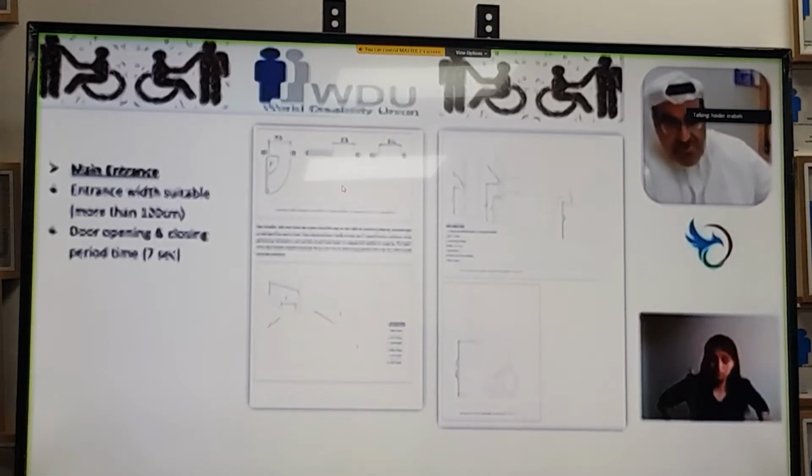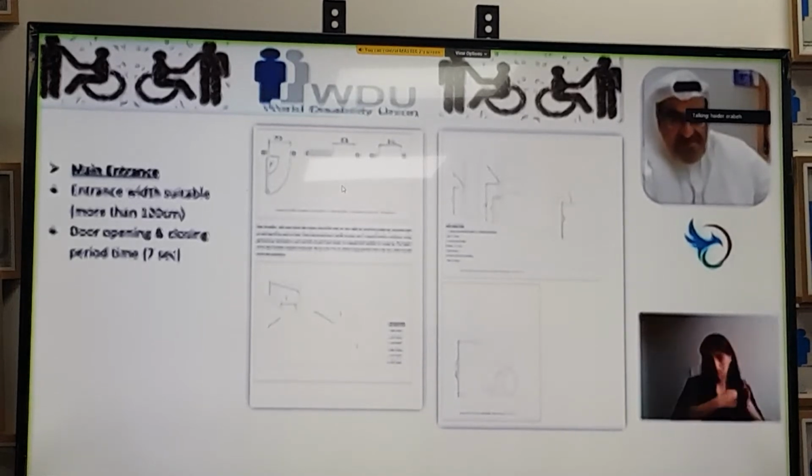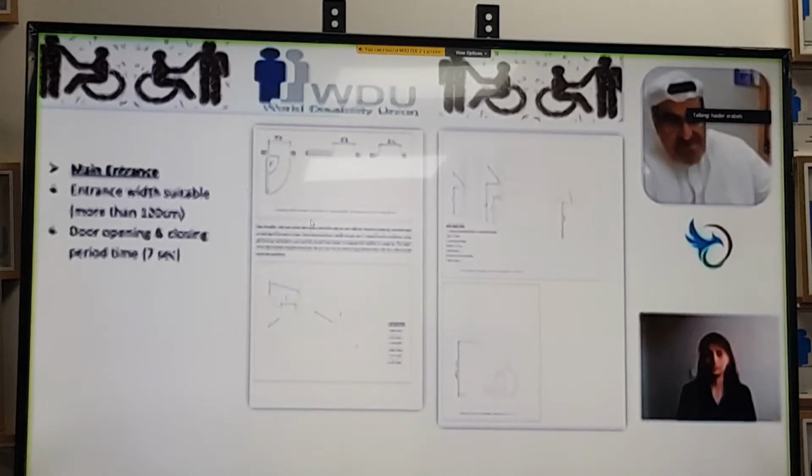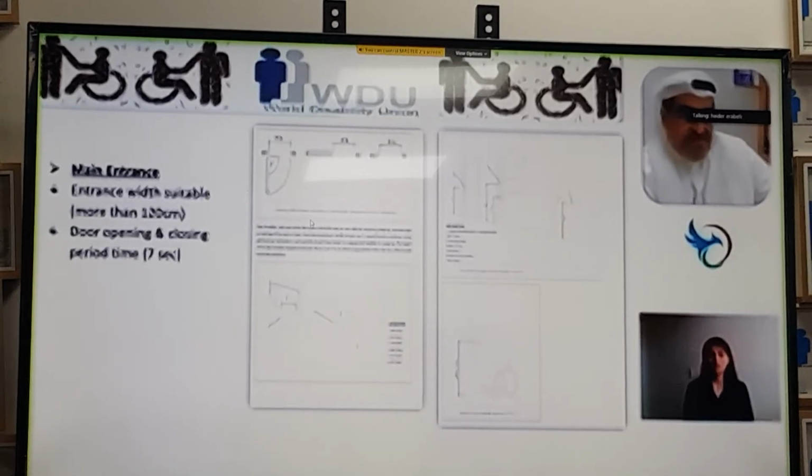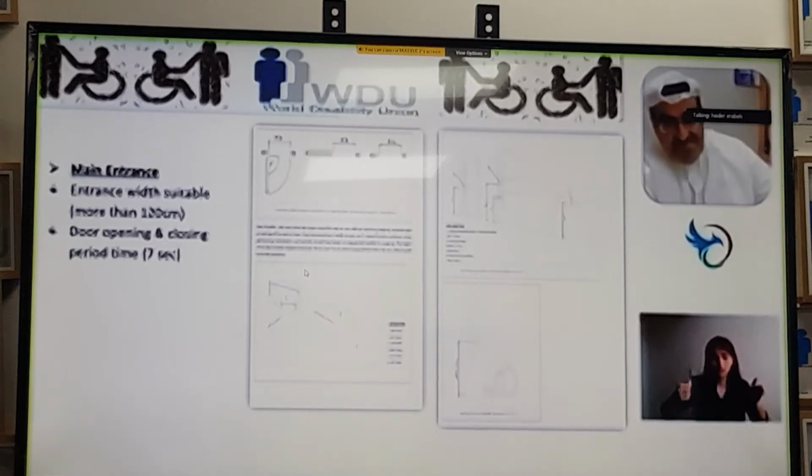So you need at least a minimum of 7 seconds closing time for the door. And we prefer that there is a sensor, so the door will not close on the person, which will be much better. But if there is no sensor, then the time should be 7 seconds. We'll go to the next page.